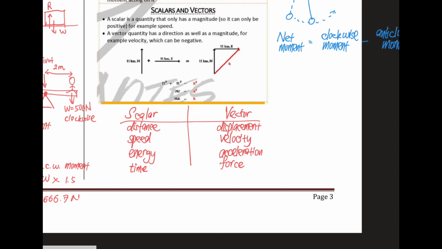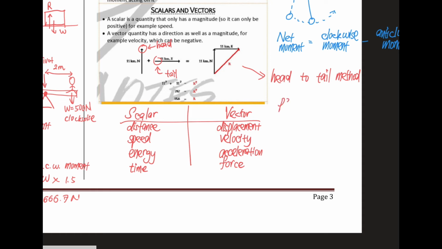Okay, so this is what we call the head to tail method. The head to tail method is where the head of the first arrow, which is here, joins up with the tail of the second arrow. Basically this is the head, joined with the tail of the second arrow. So that is the head to tail method. So you join it up.